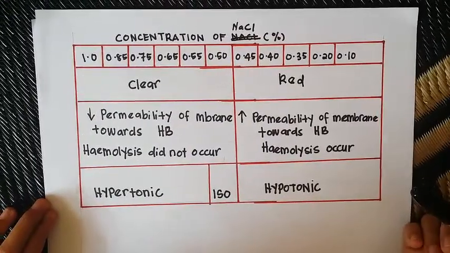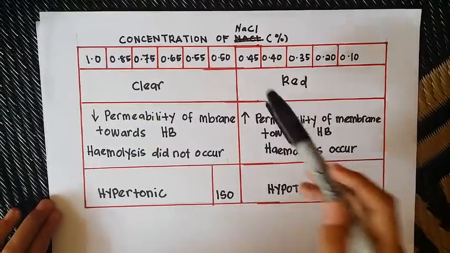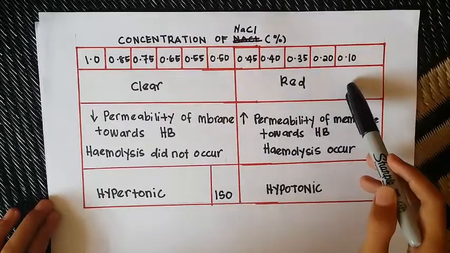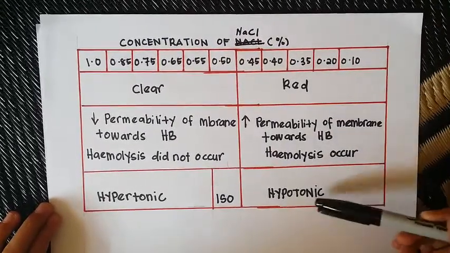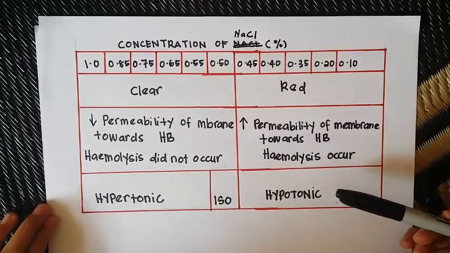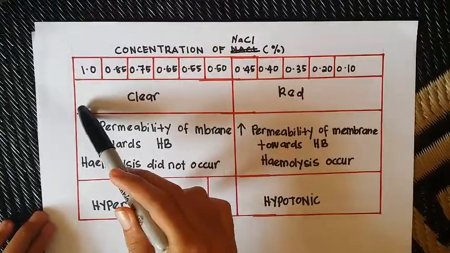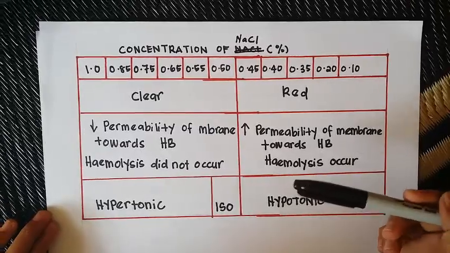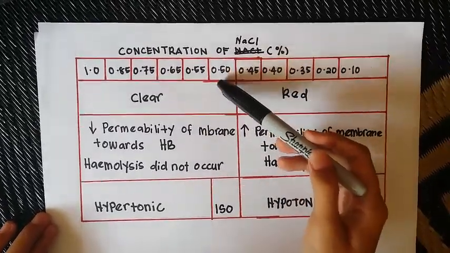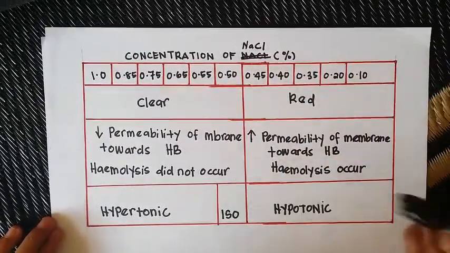Thus, we can say that a concentration lower than 0.5% is a hypotonic solution, and a concentration higher than 0.5% is a hypertonic solution, while a concentration of 0.5% is an isotonic solution.